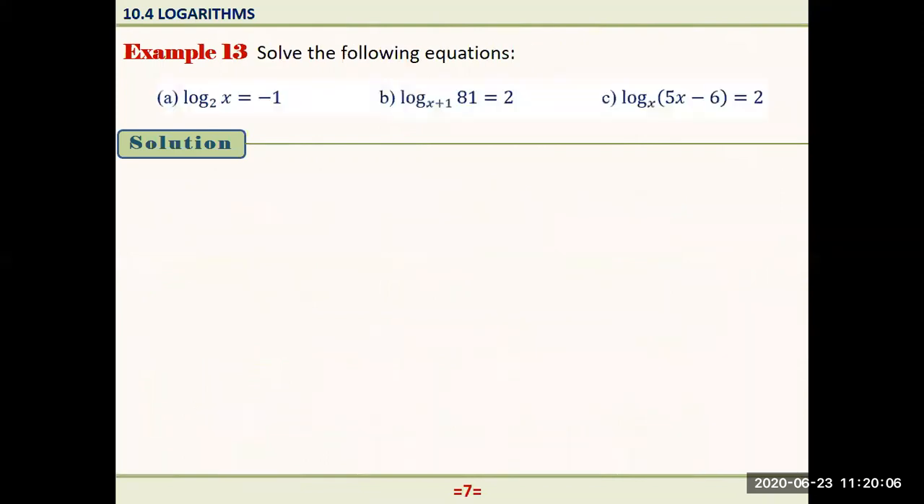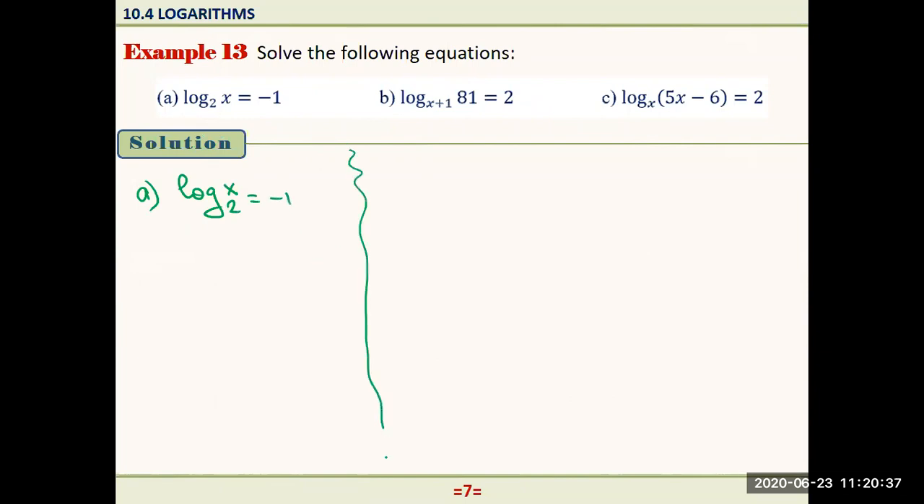Now let's practice some logarithmic equations. Solve the following equations. Again, to solve logarithmic equations, first we have to simplify. And after that, we have to convert this into exponential form, and then we just have to solve it. And you know how to solve exponential equations, right? From the previous video. So here we have logarithm of x to the base 2, that's equal to negative 1, right?